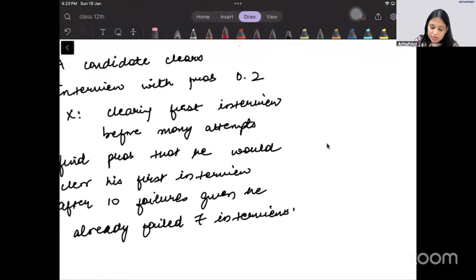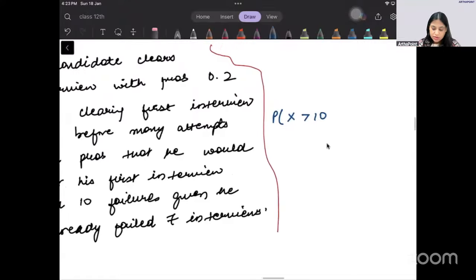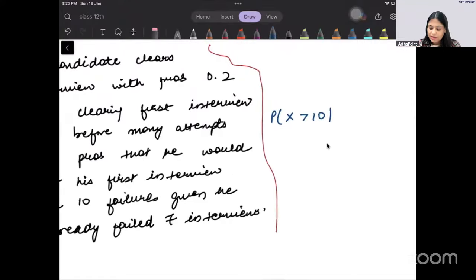You need to find the probability x is greater than 10. That means the first interview he will clear is after giving 10 interviews, right? Given he has already given 7. He has already not cleared in the first 7. He has already exceeded giving 7 interviews. Now you have to find that it will exceed 10 also.